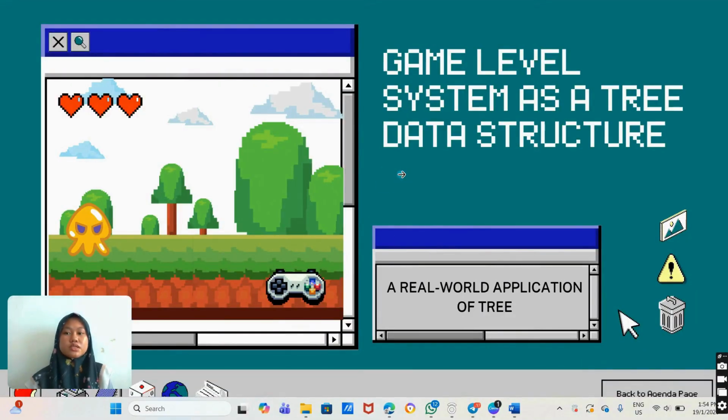As for the real-world example of a tree data structure, we chose a game-level system. In many games, players start at a single point and progress through different levels based on the choices they make, and this structure can be represented using a tree data structure.